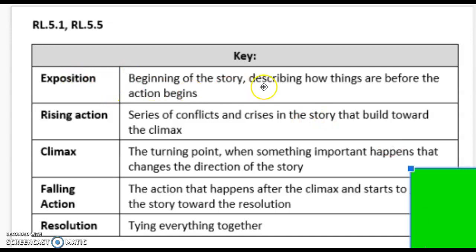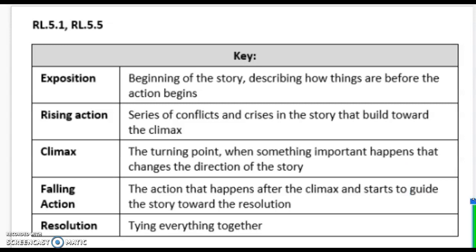The exposition is the beginning of a story, and it describes how things are before the action begins. Rising action is a series of conflicts and crises in the story that build toward the climax. The climax is a turning point when something important happens that changes the direction of the story. Falling action is the action that happens after the climax and starts to guide the story toward the resolution. And finally, the resolution is where everything is tied together in its story or narrative.